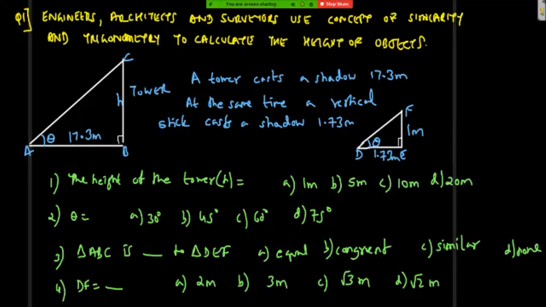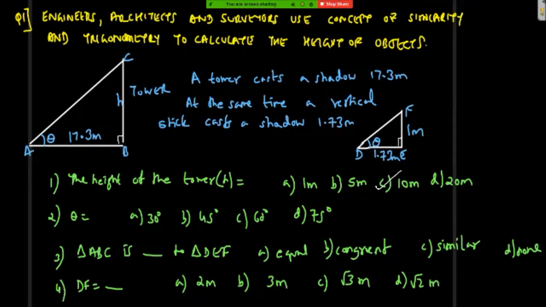If I look at 1.73 and 17.3, you find that this base is 10 times this, isn't it? This is 1.73, this is 17.3. So if this is 1, what is going to happen to the height? It is going to be 10 times that. So that's going to be 10 meters. So the answer here is 10 meters.